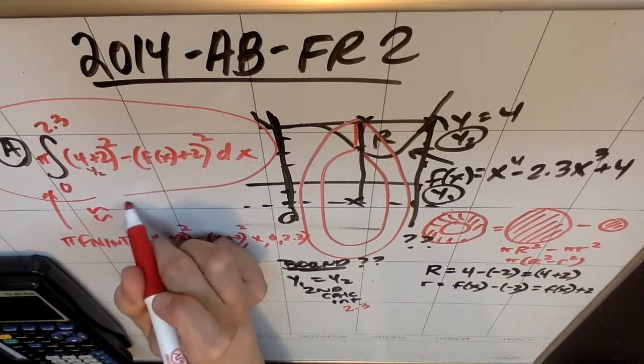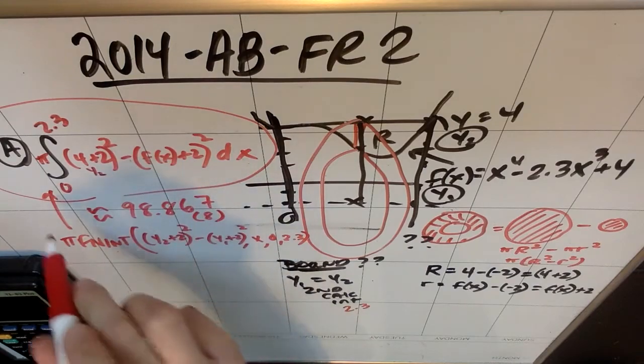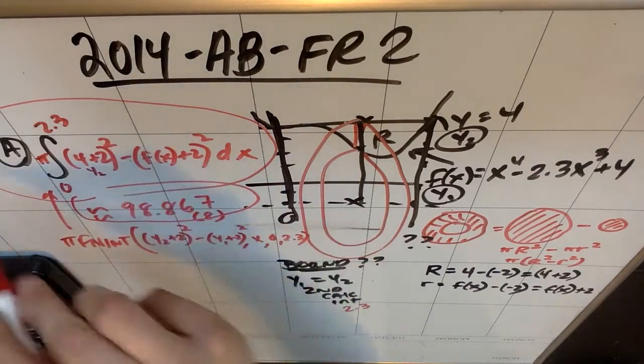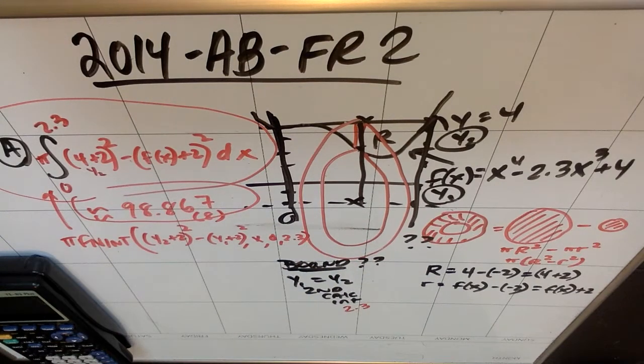So the answer you want to get is 98.867 or 8, depending on if you round or truncate. So again, the AP only wants to see this setup completely right and this answer, but you have to know how to put it in your calculator.